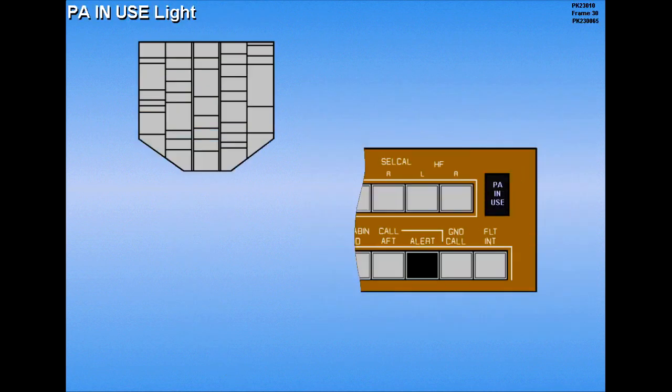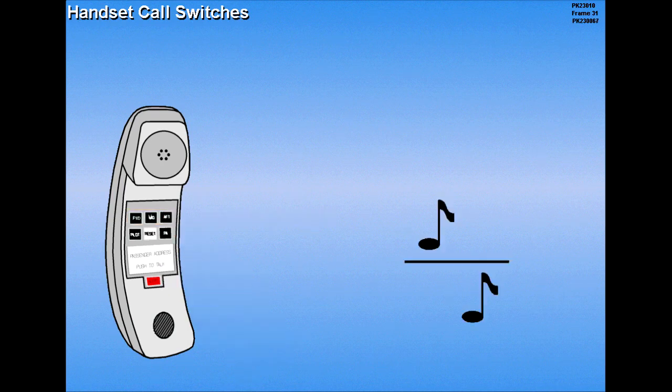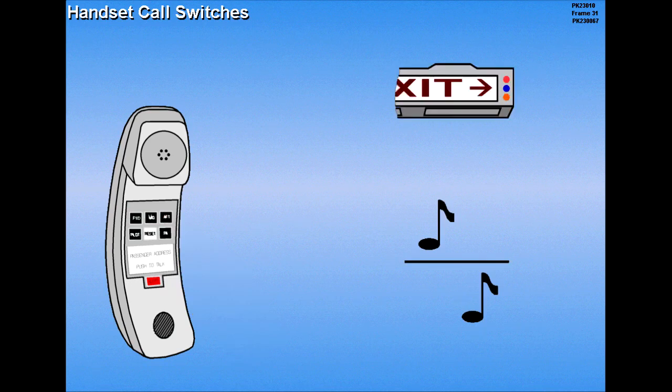A blue PA in use light on the overhead panel illuminates any time the PA systems are being used. There are cabin call switches located on the handset to call a specific cabin area. When a cabin area is called, a high-low chime sounds in the cabin and a pink call light illuminates in the area being called.